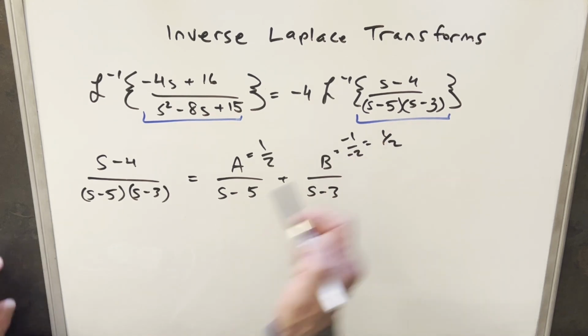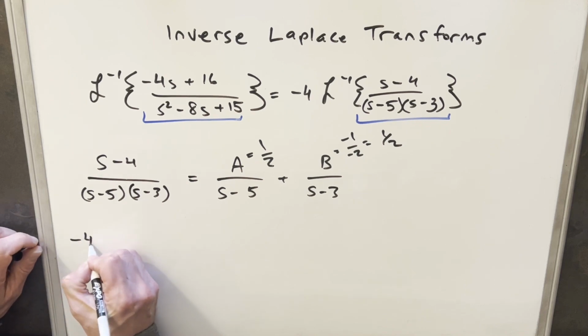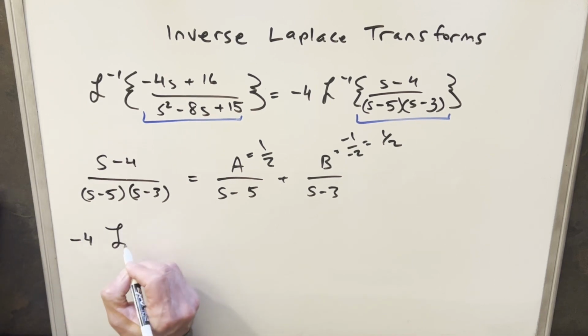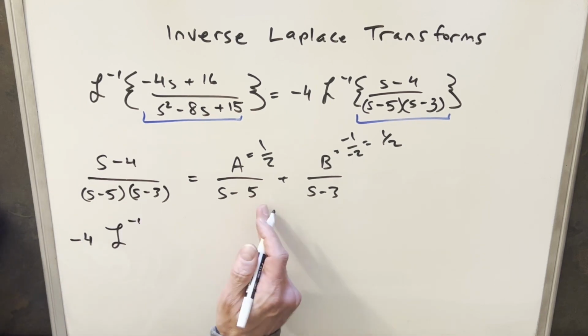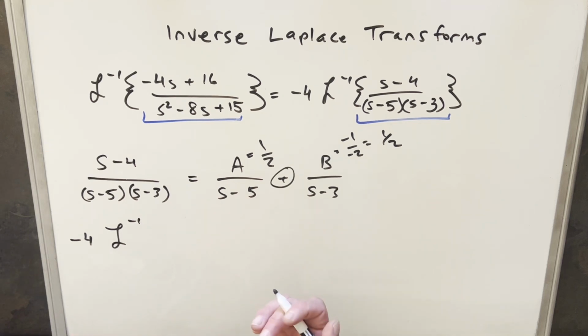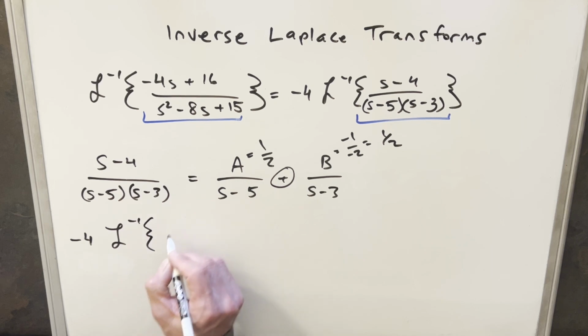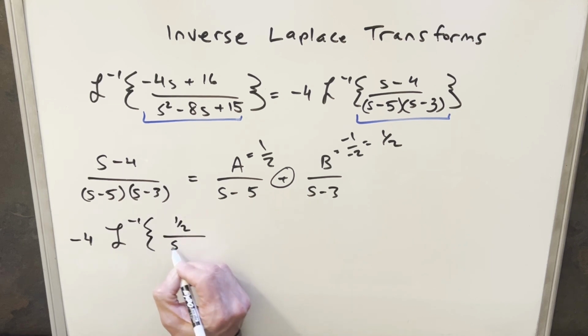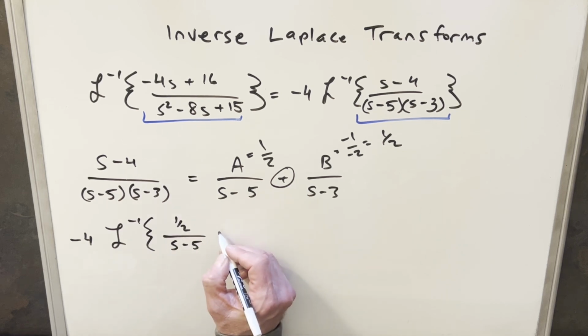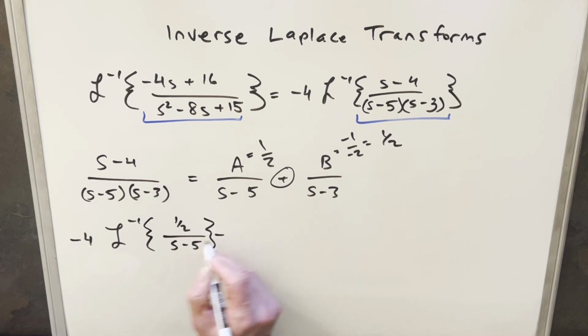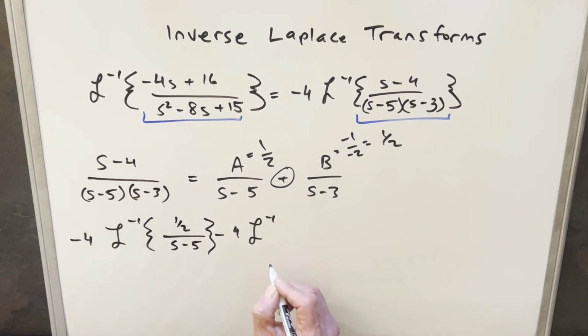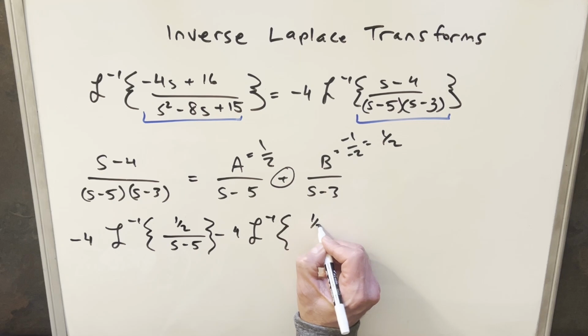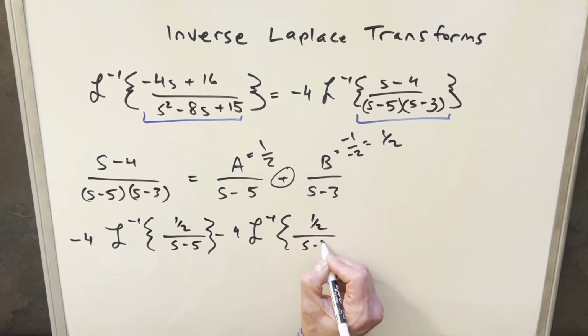So now taking this and putting it back into the Laplace transform, what I'm going to do is actually split this up into 2, because we have the plus sign here, and we have the same properties that we have with the regular Laplace transform. So we can write this here. I can write this as 1/2 over s minus 5. And here I'll distribute the minus 4. We'll have the inverse Laplace. This is still 1/2 over here, and this is going to be s minus 3.